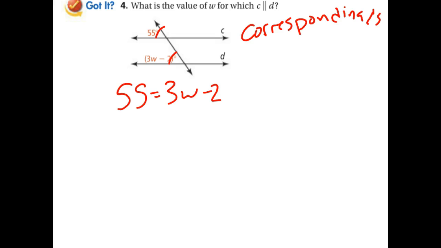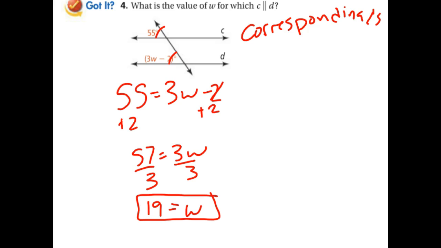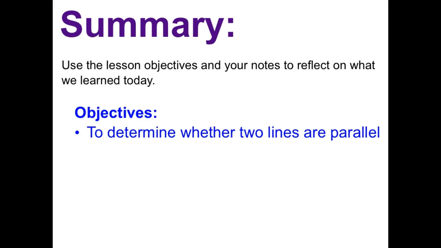All right, real quick, you can check your stuff with mine. I said those were corresponding angles, and corresponding angles we want to be congruent. So we would say 55 equals 3w minus 2. Pause the video, finish solving. And we should end up with w being equal to 19. All right, so that was determining whether two lines are parallel. Geometry lesson 3-3.